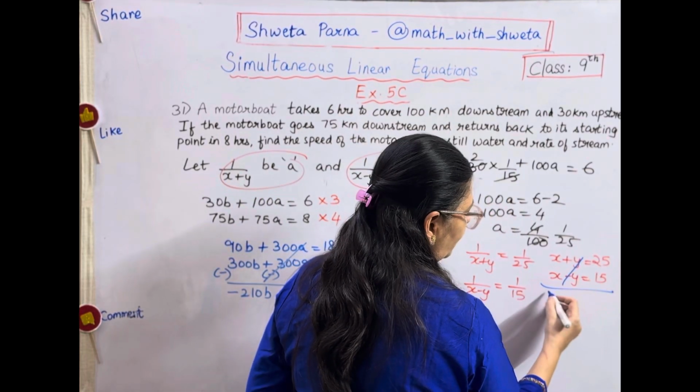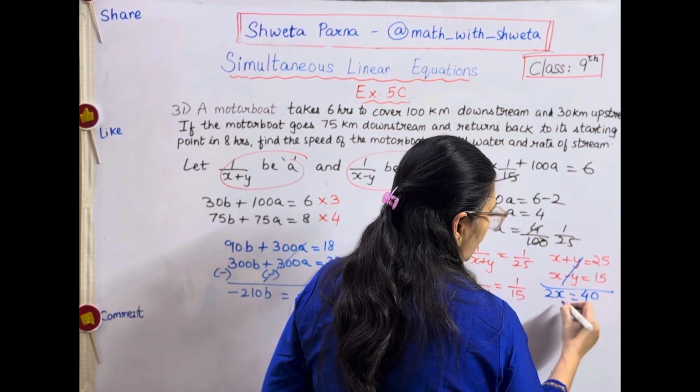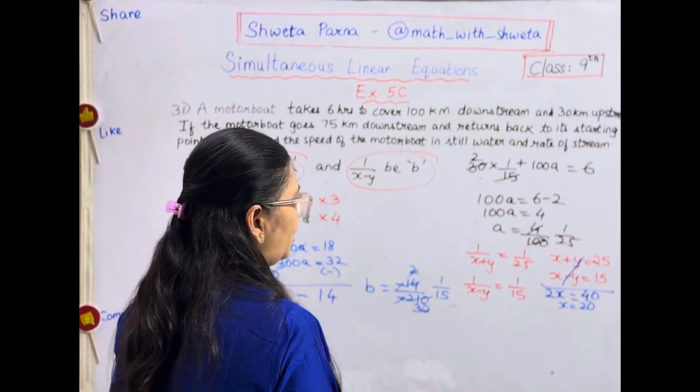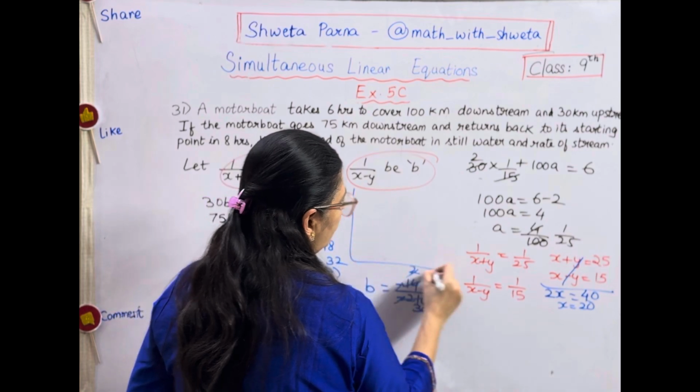This gets cancelled. x plus x is 2x is equal to 25 plus 15 is 40. So, x is equal to 20. Substitute in any equation and get the value of y. Say 20, I'll do it here.